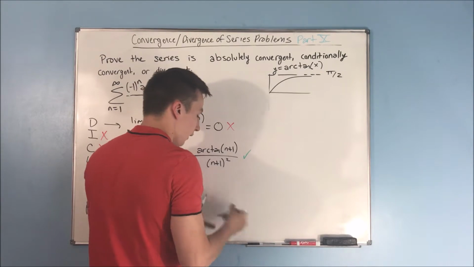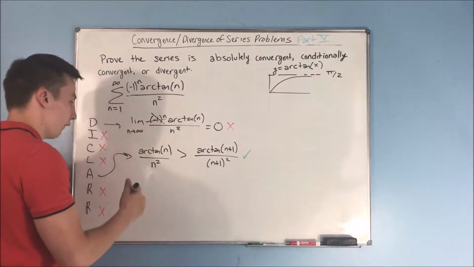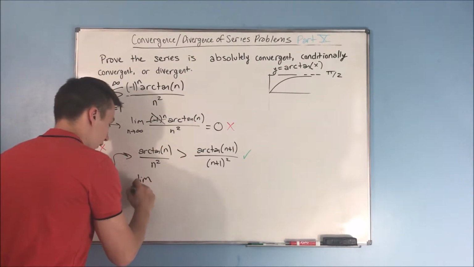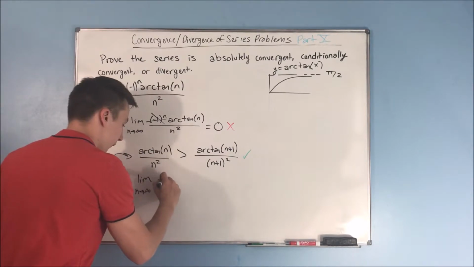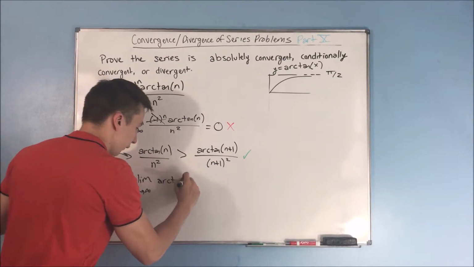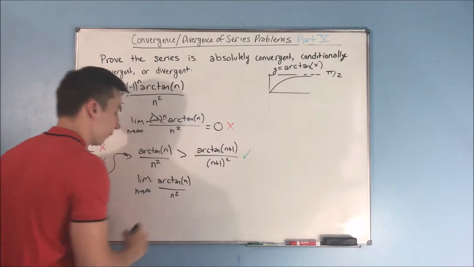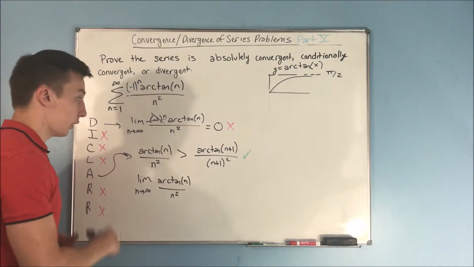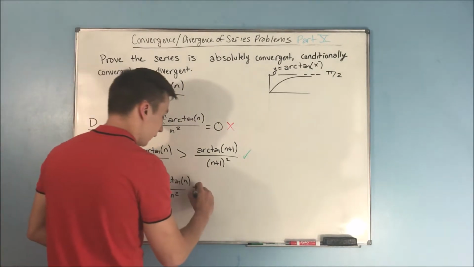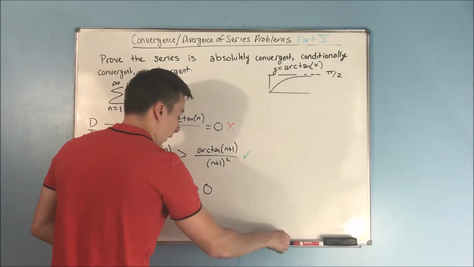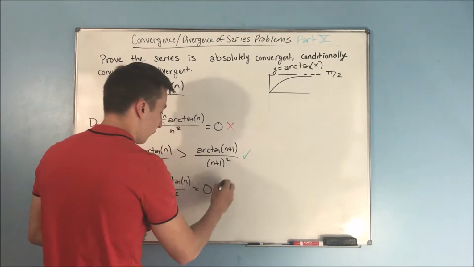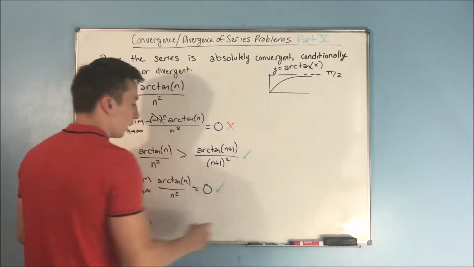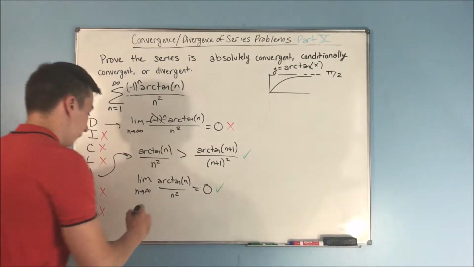And now we need to take the limit as n approaches infinity of arctan of n over n squared. This is basically the same exact thing as we did up here, and the same reasoning applies. This is going to equal 0, and that works here. So this is going to be convergent by the alternating series test.